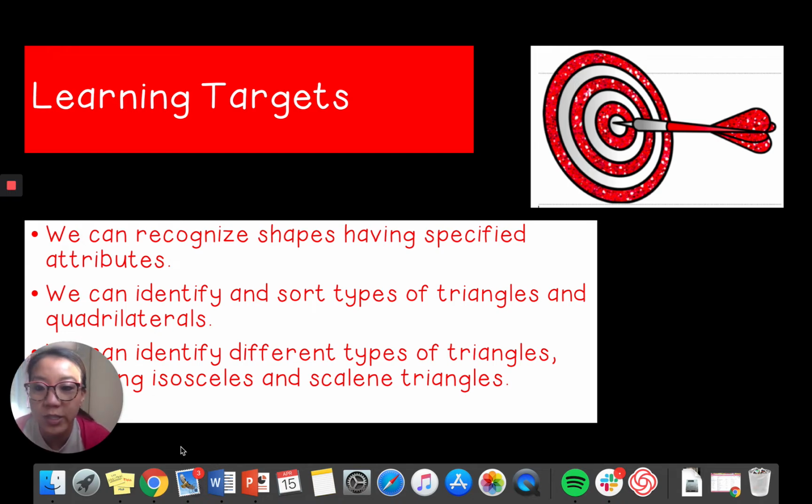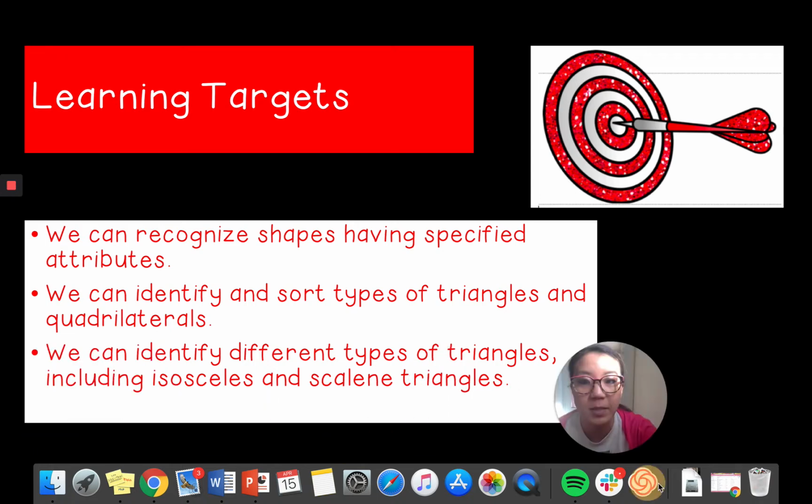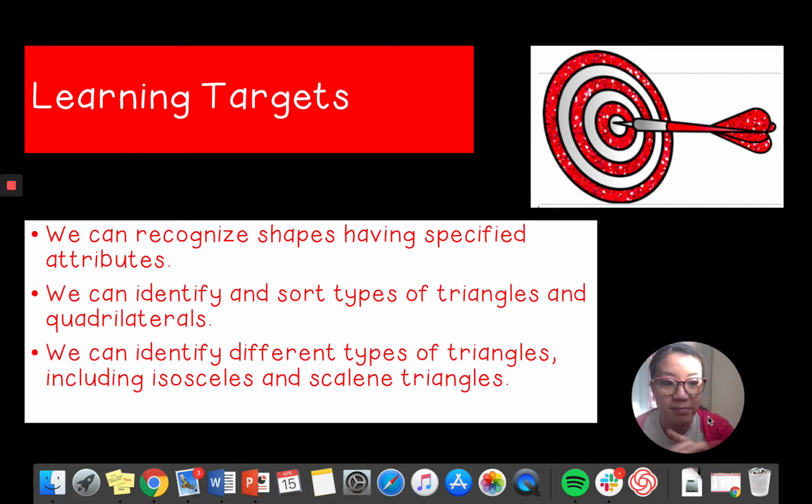So our learning targets for today are: we can recognize shapes having specified attributes. We can identify and sort types of triangles and quadrilaterals, and we can identify different types of triangles, including isosceles and scalene triangles.